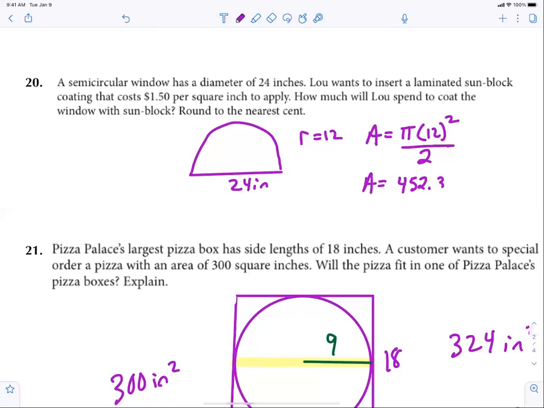Now don't take her word for it. Everyone else do that. Is that correct? No, you have to divide it by 2. That's what I'm saying. Would you do pi times 12 squared divided by 2 and tell me the answer?